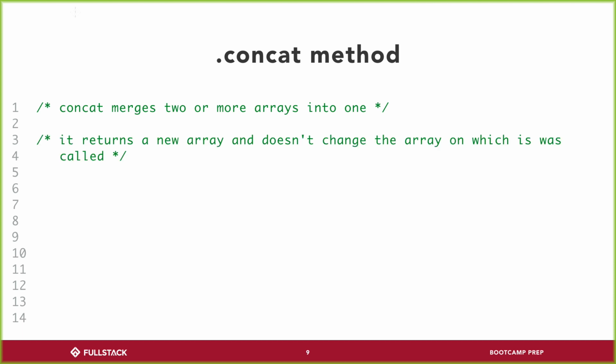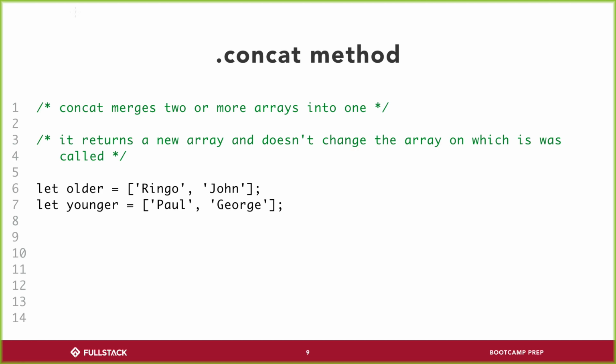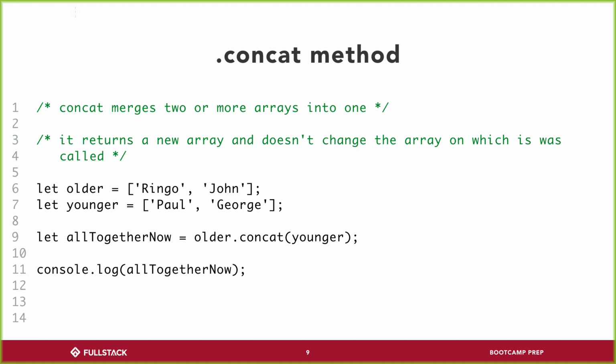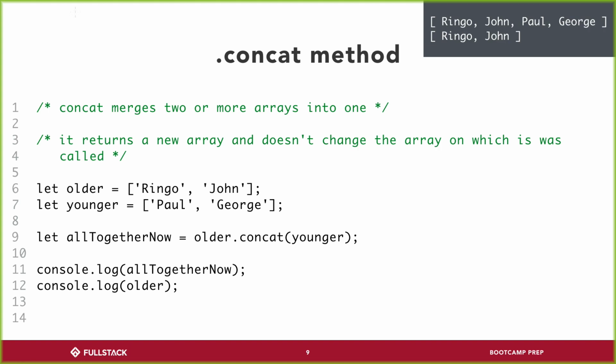Concat, I use this a lot because it doesn't change the array on which it was called. So it's an immutable method because it doesn't mutate anything. It just merges one array into the other, but the original array is untouched. And I really like these methods because I feel like they don't cause any confusing side effects. So when we mash them together, older.concat(younger), it'll just create one array that has all of these elements in it. And older is still the same.